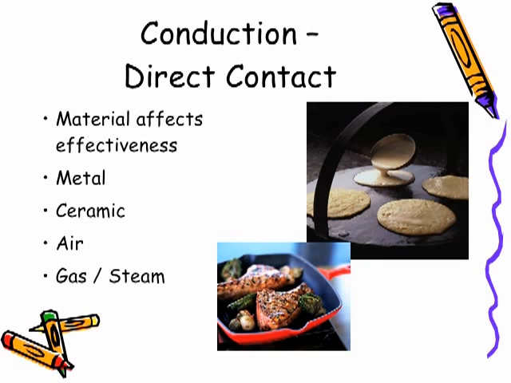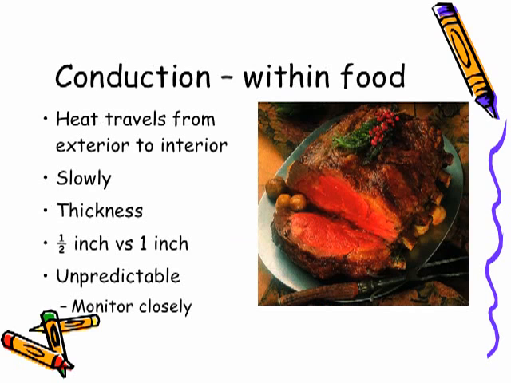This is an example of conduction. The pancakes on the griddle or the pork chops in the pan. Certain materials are better conductors than others, and metal is generally the best conductor. We can also have heat conducted through air and steam. There's also conduction that happens within food, where the heat travels from the outside of the food to the center.